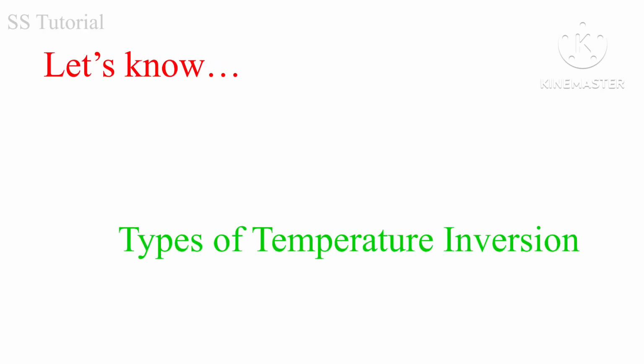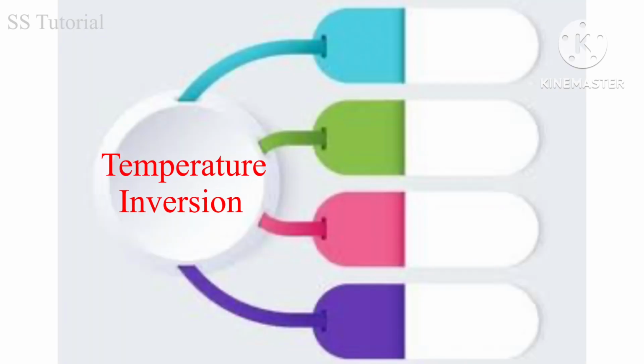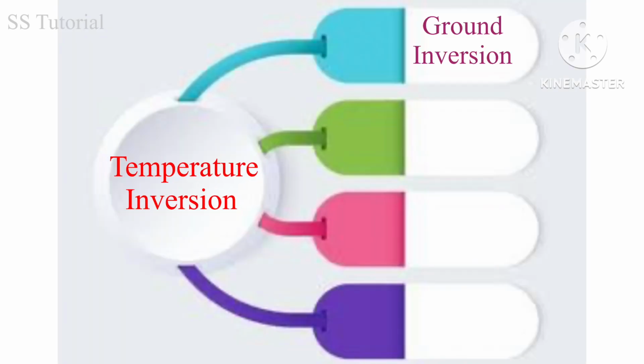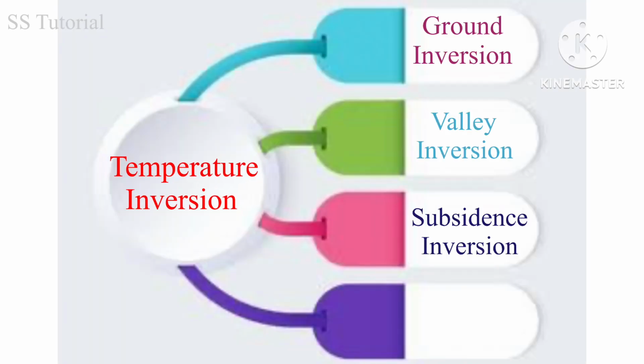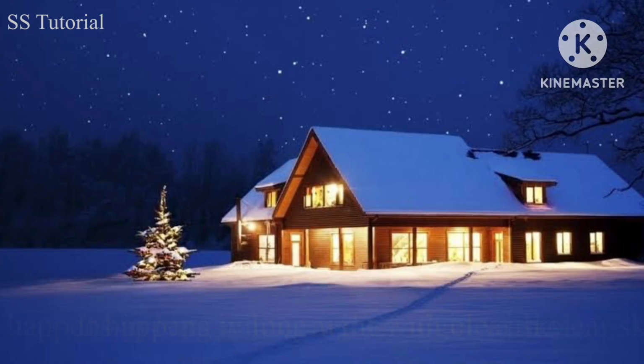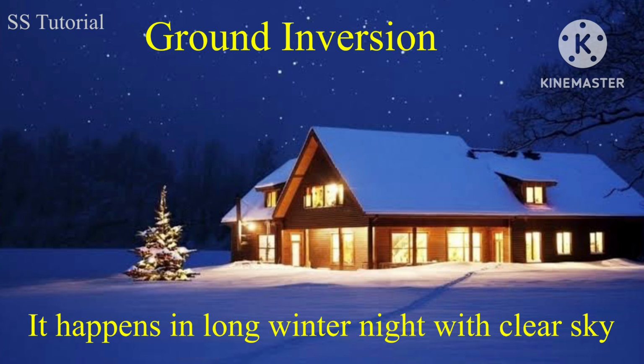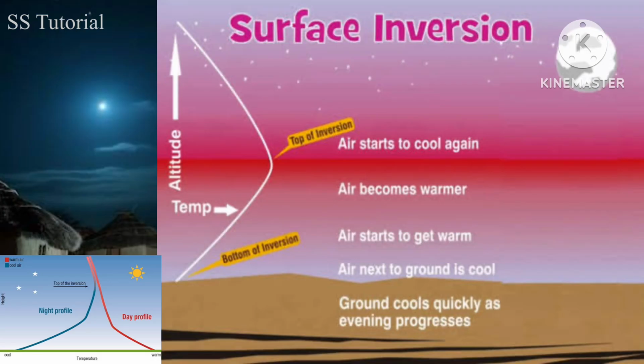Now we will know the types of temperature inversion. There are 4 types of temperature inversion. They are ground inversion, valley inversion, subsidence inversion and frontal inversion. Let's know them one by one. Ground inversion happens in the long winter night with clear sky. If the night is long and the sky is clear, then loss of heat by the terrestrial radiation of the earth will be greater than the incoming solar radiation during day, as daytime is short. That's why temperature near the ground will be cooler than above, which creates inversion of temperature.